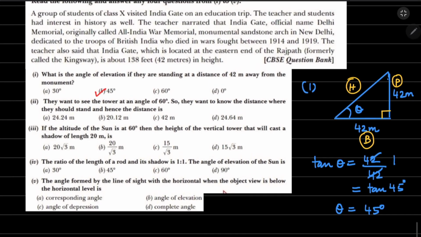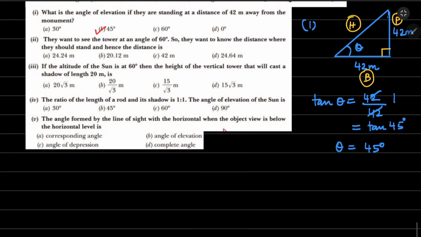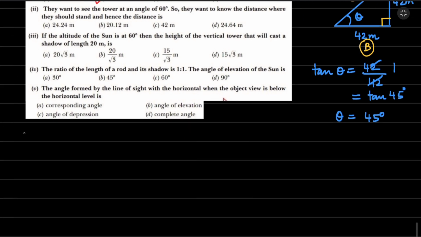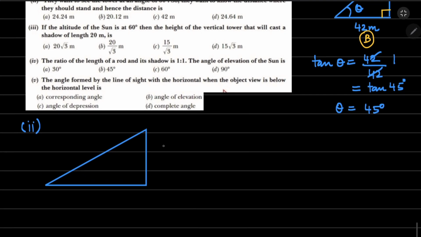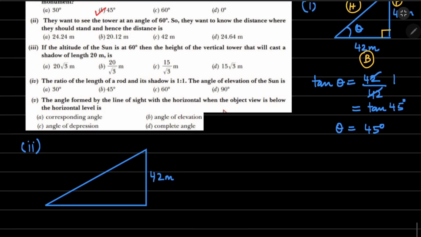Let's move on to the second question. They want to see the tower at an angle of 60 degree. So in the second question, the students want to see the tower at an angle of 60 degree. Let's draw that. So they want to know the distance where they should stand. Again, let's draw the diagram and understand. We know the height of the tower, the height of India Gate, which is 42 meters given in the question, right?